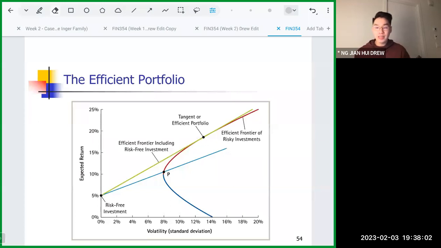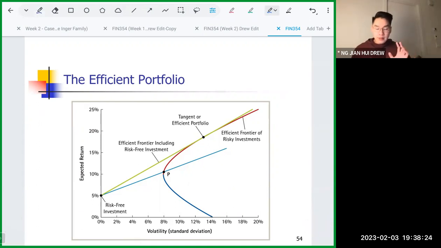Okay, so the tangent portfolio is the best, the most efficient. All right, everyone okay with this? Everyone understands where this parabola comes from and why it is a line now? Everyone's okay? Because we're going to move even further from this. If you have any questions, just unmute yourself anytime, okay?